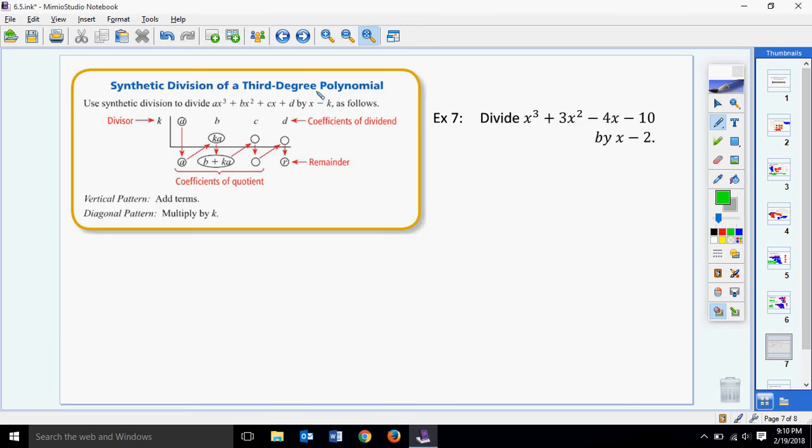Now, synthetic division is an alternative to long division. And it's a little less sloppy because it doesn't involve the variables. It just involves the coefficients. This diagram right here is going to be helpful to you, especially this part, the vertical pattern. Vertical, remember, means up and down. So terms that are up and down you want to add. The diagonal pattern, diagonal means across. You're going to multiply by k.